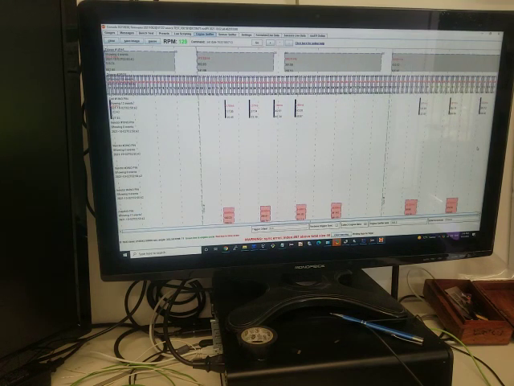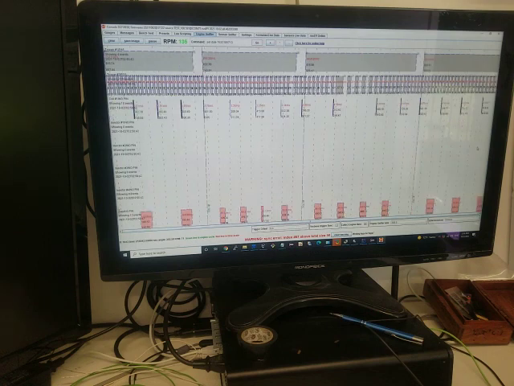So we have two channels reading for two separate boards. The most important thing is the fact that we are reading below 100 RPM.